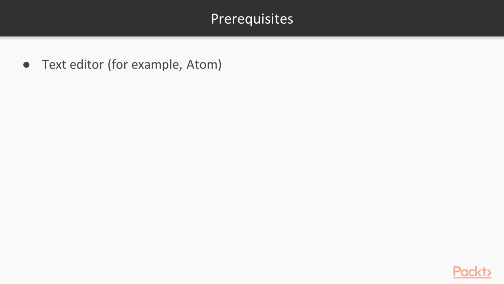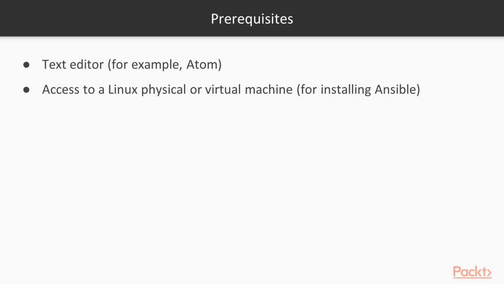You'll need some kind of text editor. I will be using Atom in the examples. You'll need access to a Linux physical or virtual machine. That will be our Ansible control machine. I'll be using Ubuntu 18.04.